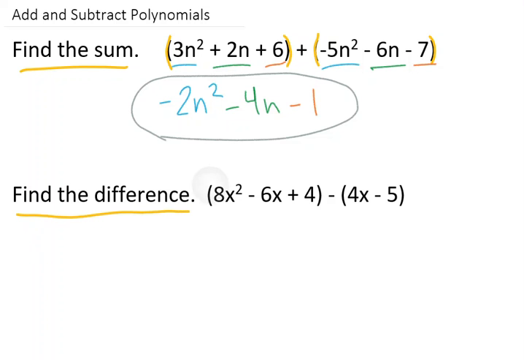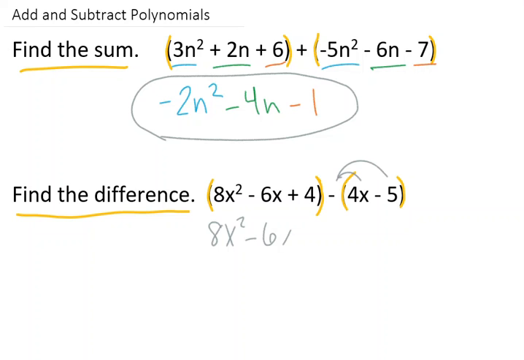And when I look at this, I'm taking this first trinomial, 8x squared minus 6x plus 4, and I'm going to subtract off this entire binomial term, 4x minus 5. So it's important to remember that we need to distribute that negative sign because we are subtracting off every term in that binomial. So what I'm going to do first here is to just rewrite this expression and distribute that negative sign.